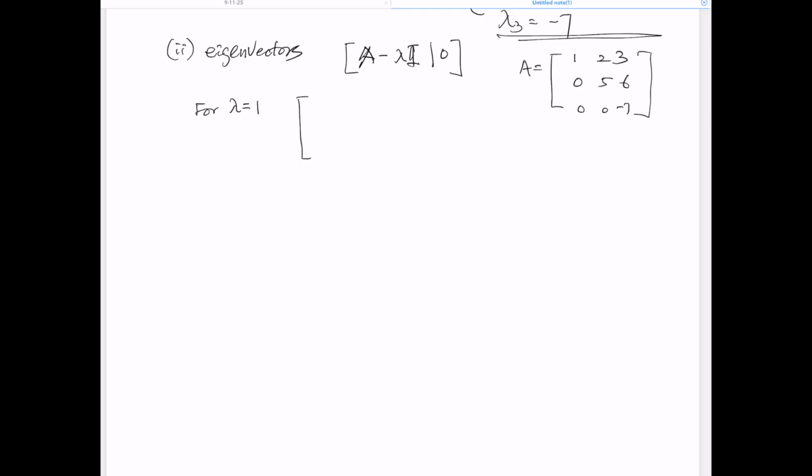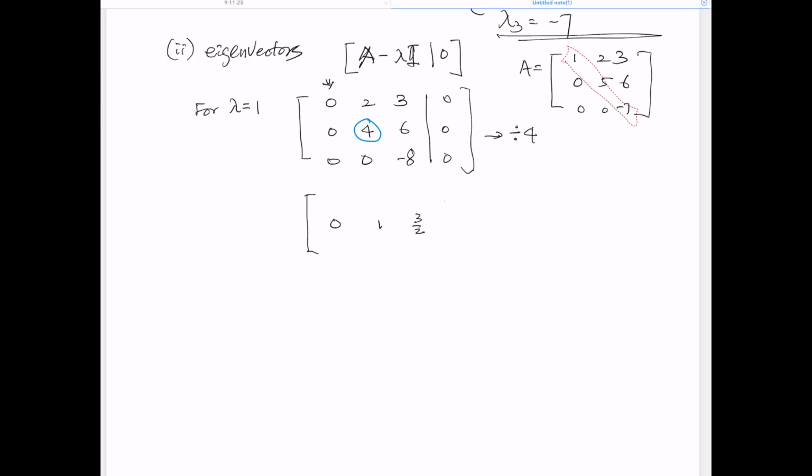On the diagonal, I'm going to subtract 1. So 1 minus 1 is 0, and the rest is the same. 5 minus 1 is 4, 0, 0. Negative 7 minus 1 is negative 8, bar 0, 0, 0. For first row, first column, we need to make 1. However, in this matrix, the first column is 0. So we have to make the second row, second column to be 1. Then we can simply divide by 4. Then we have 0, 1, 3 over 2, bar 0.